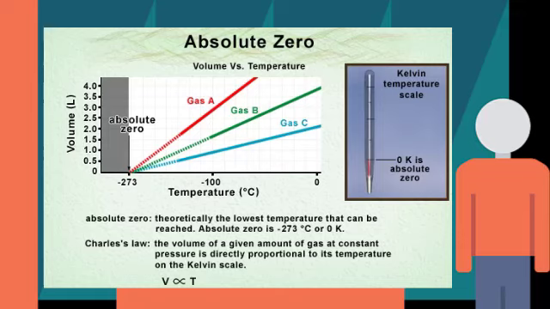As mentioned earlier, Charles's law states that the volume of a given amount of gas at constant pressure is directly proportional to its temperature in kelvins. A proportional relationship can be changed into an equation by inserting a constant, and Charles's law can be expressed as volume equals a constant times temperature in kelvins.